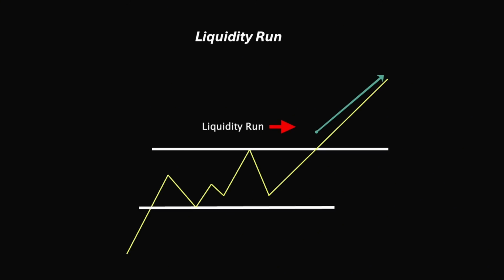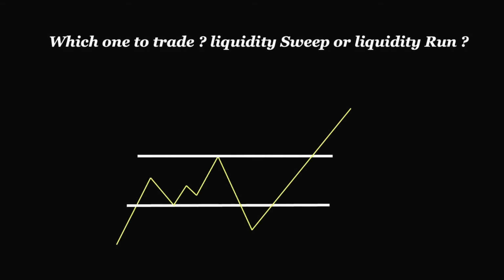Now, let's look at a real chart example of a liquidity sweep in a downtrend and how you can trade it effectively. Let's break it down step by step. Let's start by identifying the key liquidity zones. In this downtrend, price has been steadily moving lower, creating sell-side liquidity below previous lows.